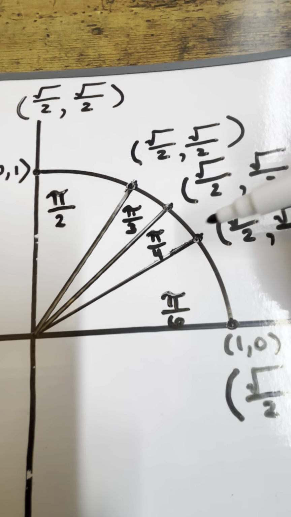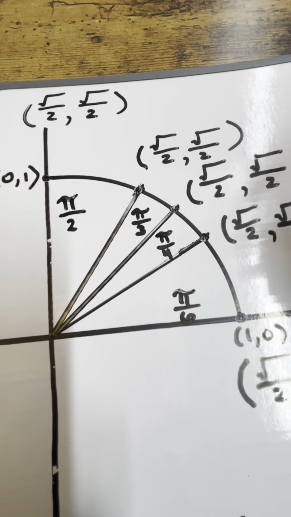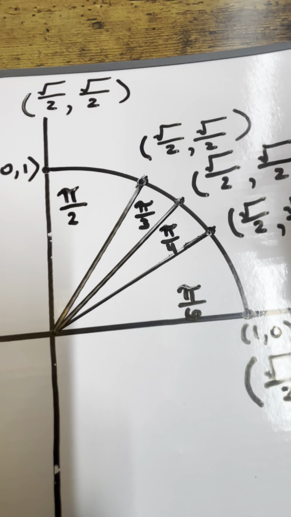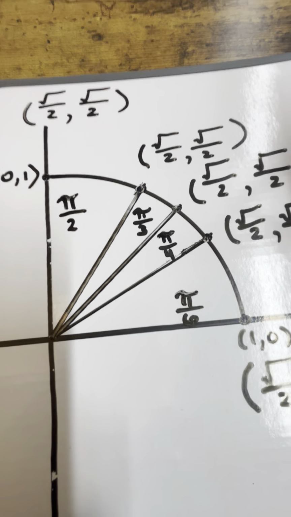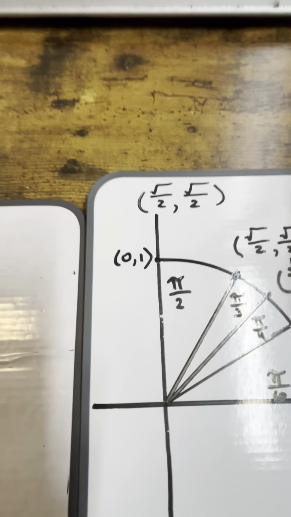Same with pi over 4. We're left with 180 over 4, or 18 over 4. Knock that 0 off. Well, we already did 18 over 4. And then you can fill in the blank.